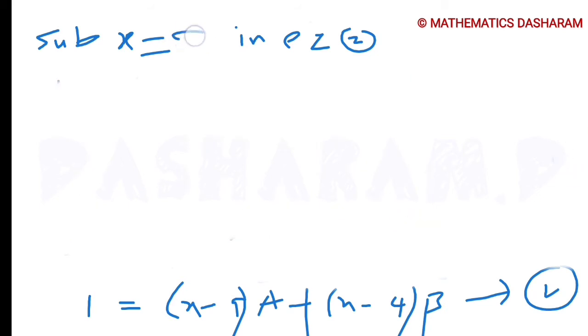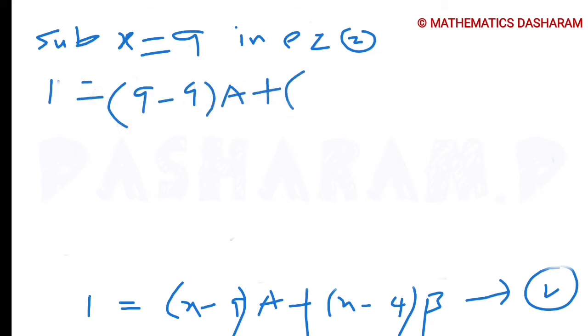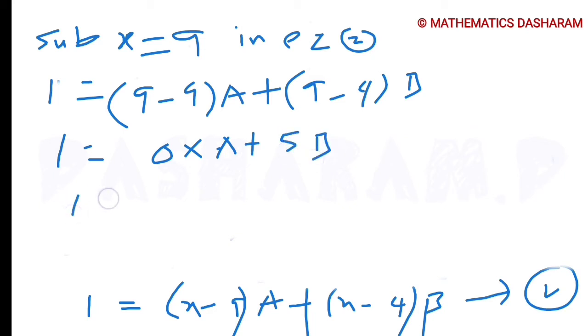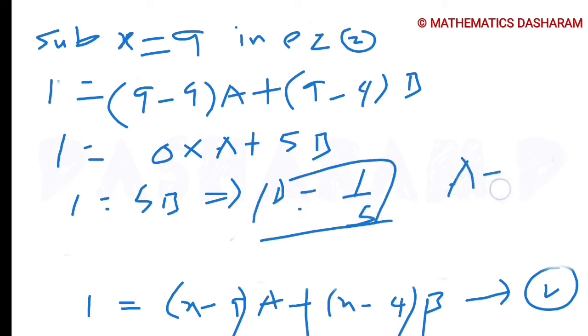So now substitute x equals 9 in equation 2. So 1 equals (9 minus 9) into a plus (9 minus 4) into b. So 1 equals 0 into a, and 9 minus 4 is 5b. So 1 equals 5b. So then b equals 1 by 5. So a value is minus 1 by 5 and b value is 1 by 5.